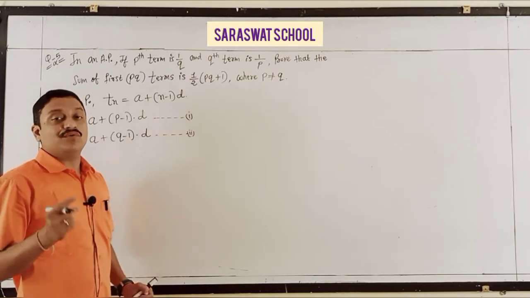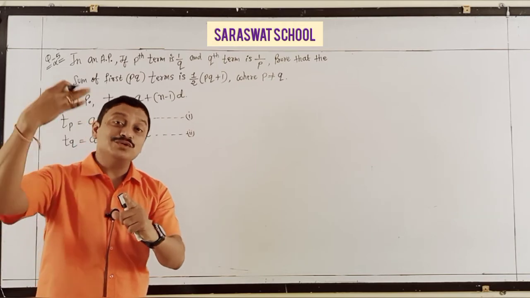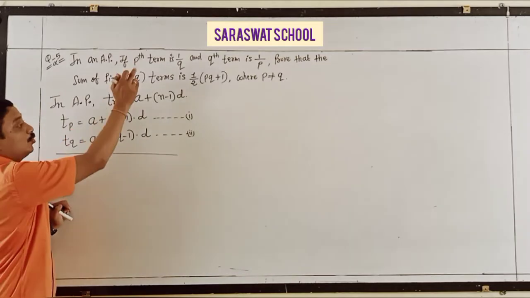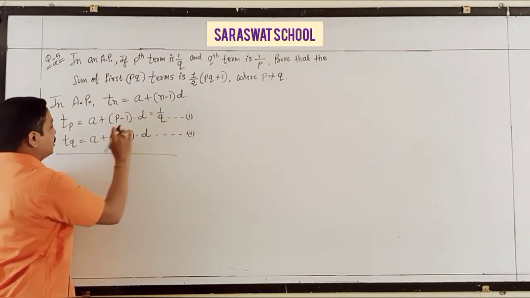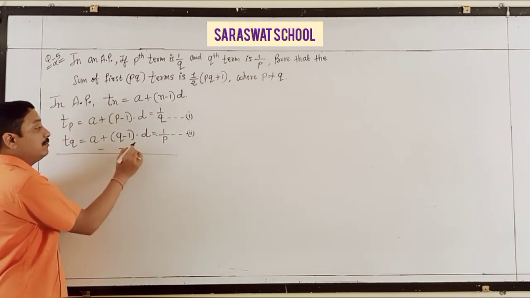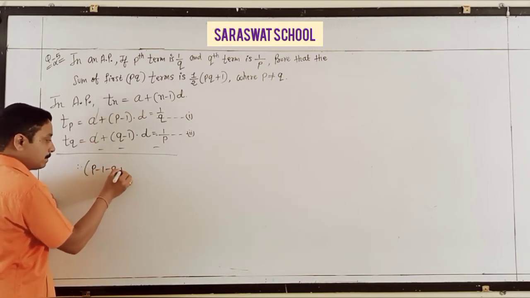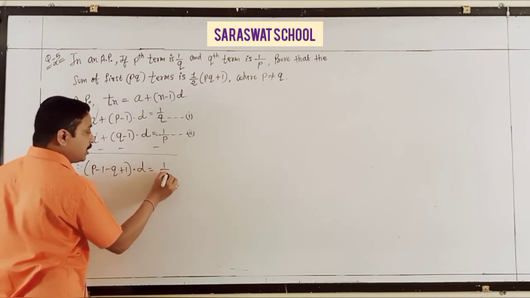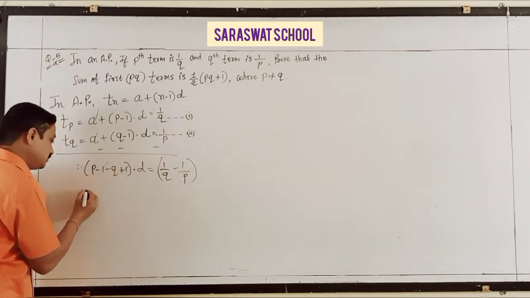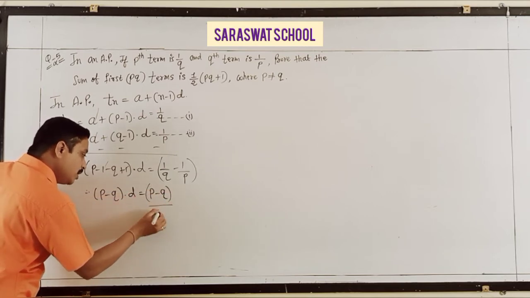Now anyhow, we can derive the value of a and the value of d, and then after that we go to the summation. So students, here I just apply the values: the Pth term is already known to you as 1 by Q, and the Qth term is also given as 1 by P. Now you create here the elimination method. a and a gone. Only we have (P minus 1 minus Q plus 1)d equals 1 by Q minus 1 by P. Yes, easily you find out. Here 1 gone, (P minus Q) into d equals (P minus Q) upon PQ.